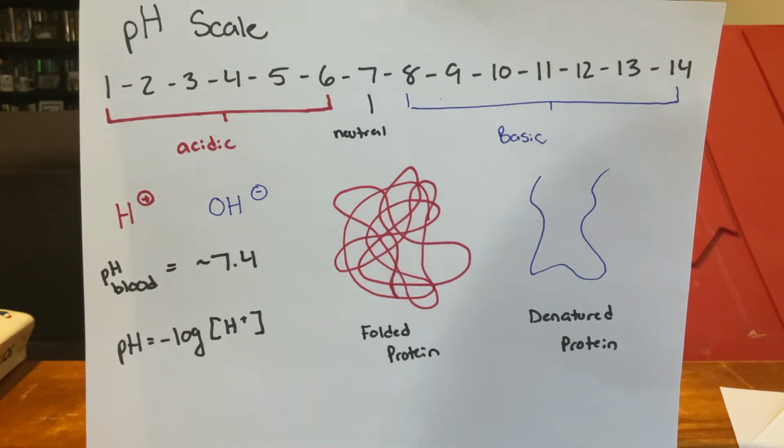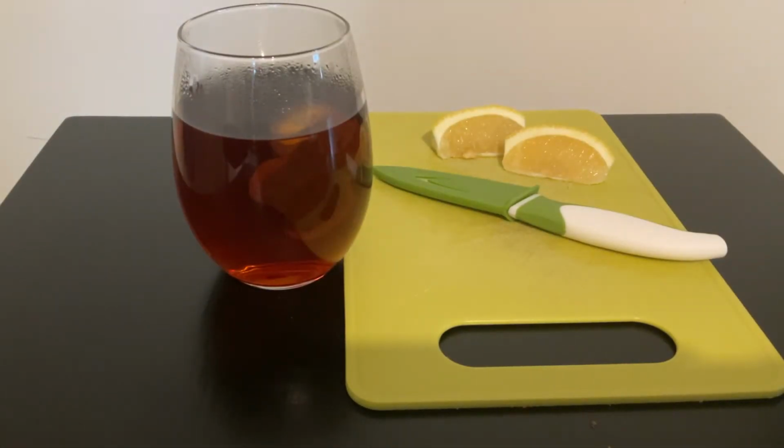In our experiment, we will be looking to see the effect of adding an acidic solution, in this case lemons, to our aqueous solution, black tea, and see the effect it has on color change of the solution. So for this experiment on pH, we have a glass of hot water that we've steeped with a tea bag for about 2 minutes, and we also have some chopped lemon. So we're going to use the lemon to show what happens when we add an acidic solution to an aqueous solution.